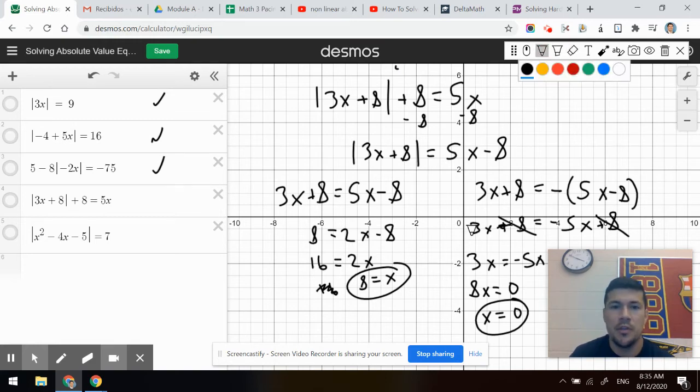So it looks like our first answer is worth it. Let's try 0. 3 times 0, 0 plus 8 is 8. Absolute value of 8 is 8. 8 plus 8, 16. So I get 16 on the right side, I mean the left side. 5 times 0 is 0. 16 is not equal to 0. So we have encountered an extraneous solution. x equals 0 does not work. So our answer is x equals 8.